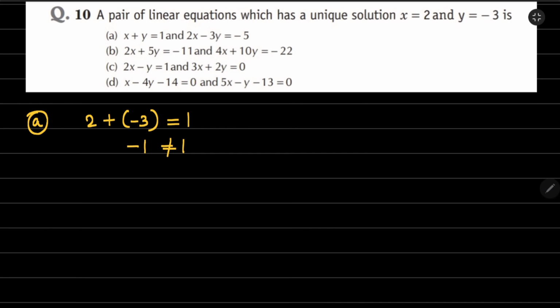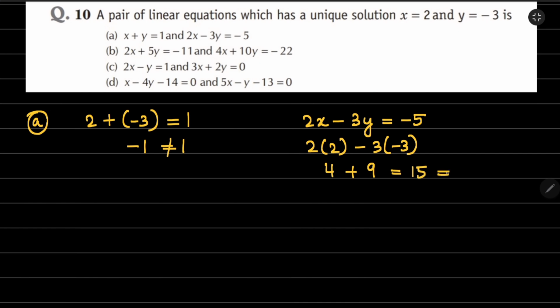And the second one is nothing but 2x minus 3y is equal to minus 5. So here what will you have? In place of x, you will have to just put x equal to 2. Minus 3 into minus 3. Let's see if it is equal. So it's nothing but 4 plus 9, which is equal to 15. This is not equal to minus 5, right? So x equal to 2 and y equal to minus 3 cannot be the unique solution of the first pair.